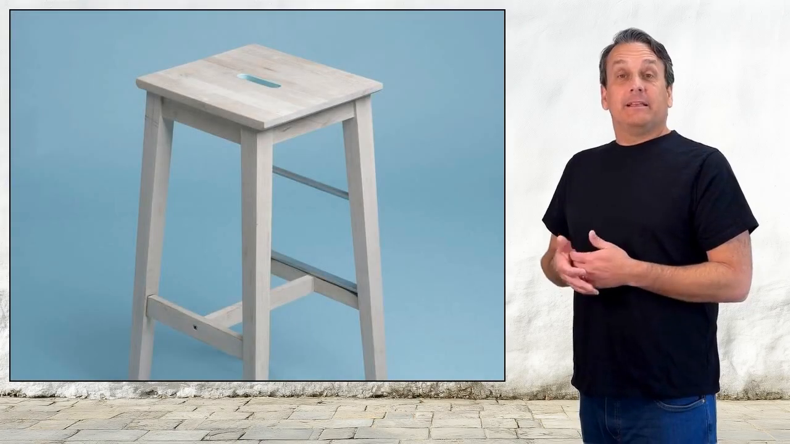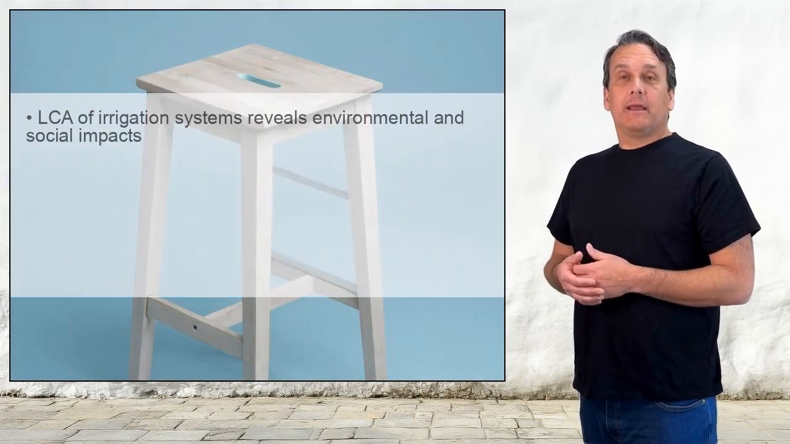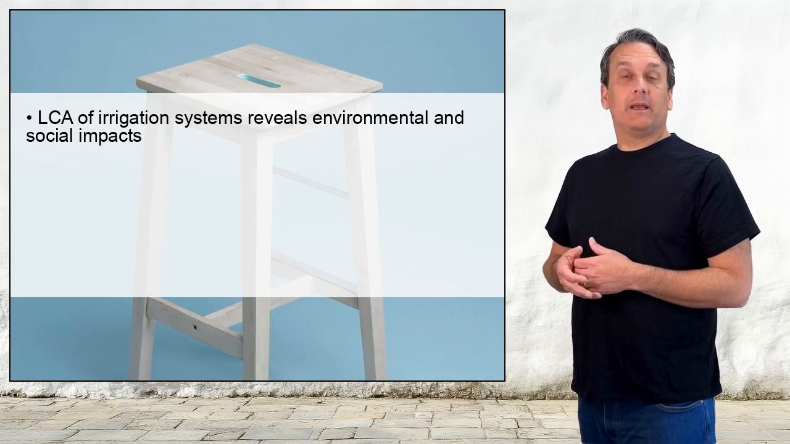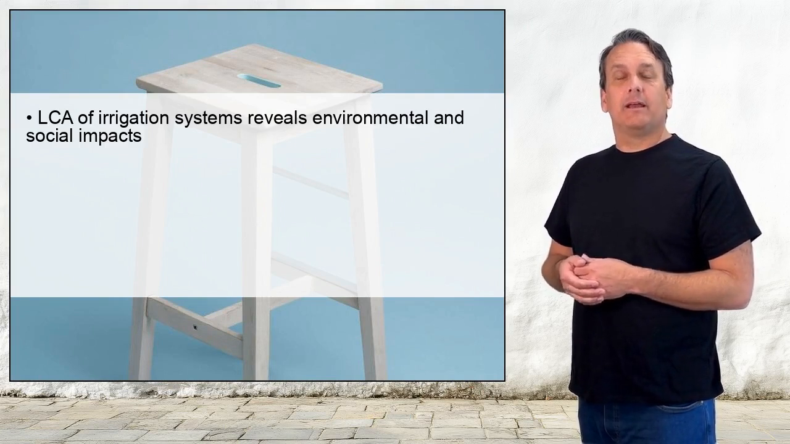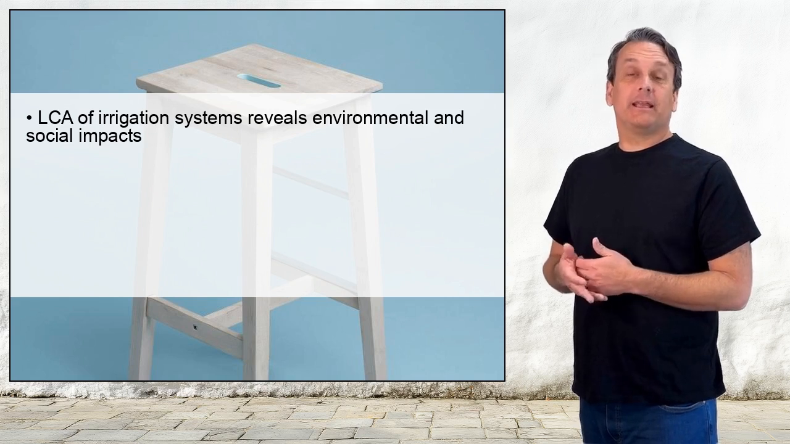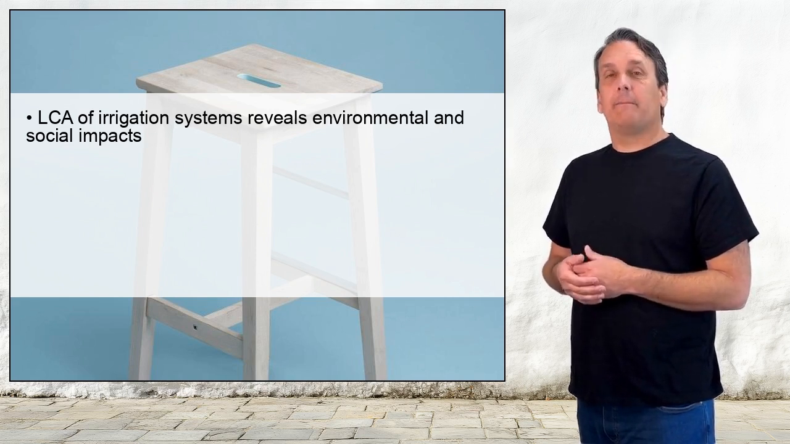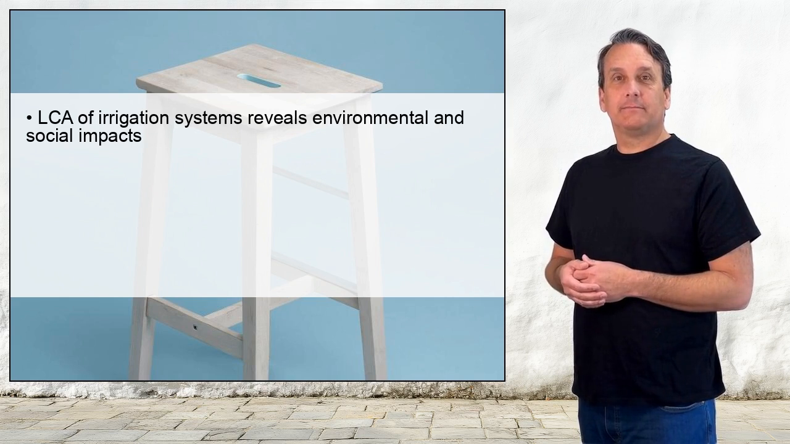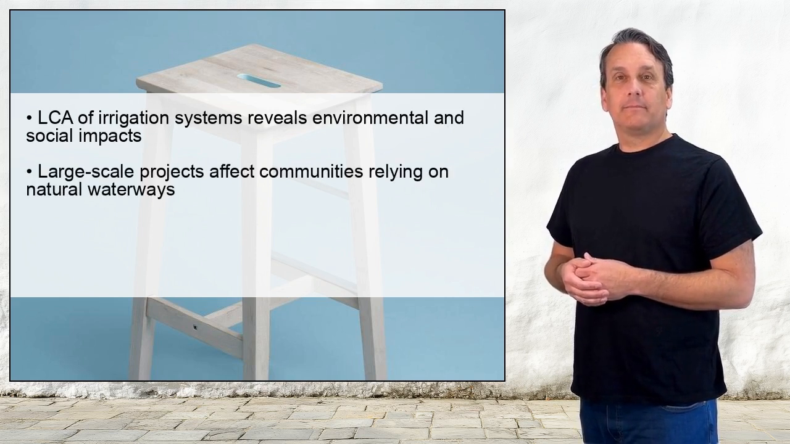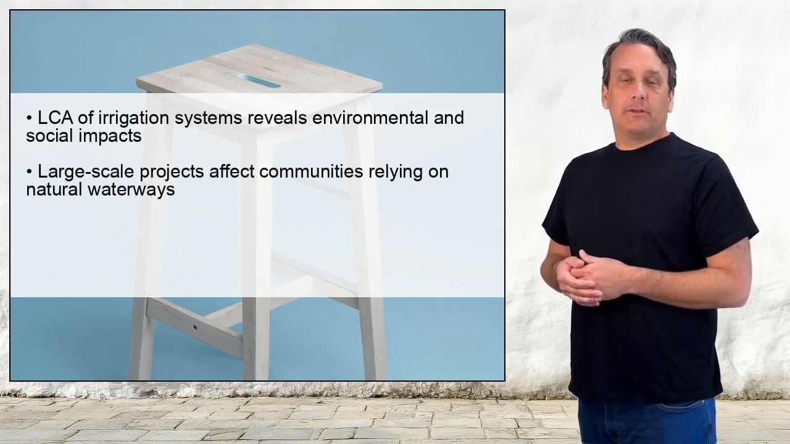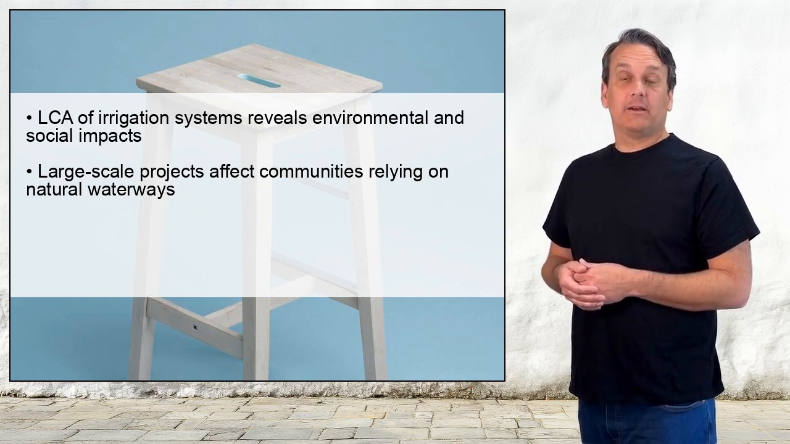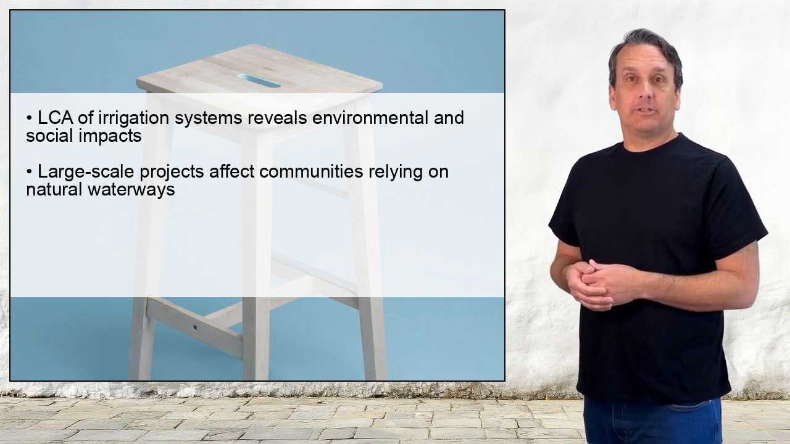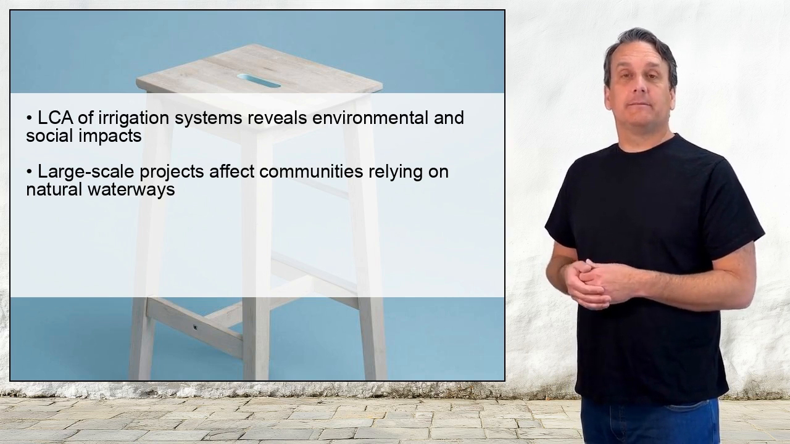The life cycle assessment of agricultural irrigation systems illustrates their significance in comprehending both environmental and social effects. From manufacturing irrigation equipment to water extraction and distribution, each stage impacts ecosystems and communities. For example, large-scale irrigation projects often divert water from natural waterways, affecting downstream communities that rely on these sources for fishing, transportation, and cultural practices.